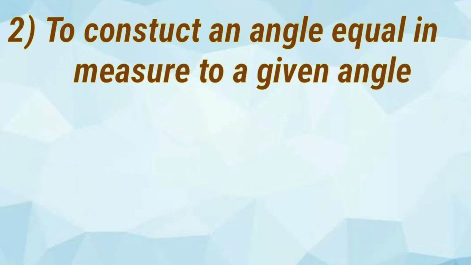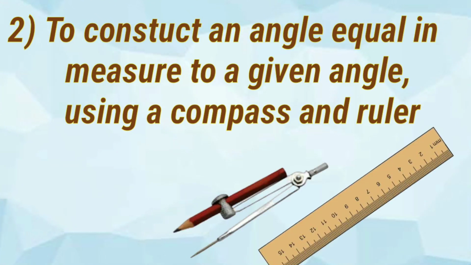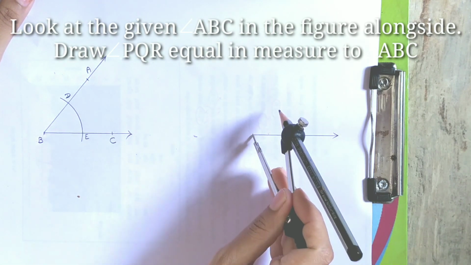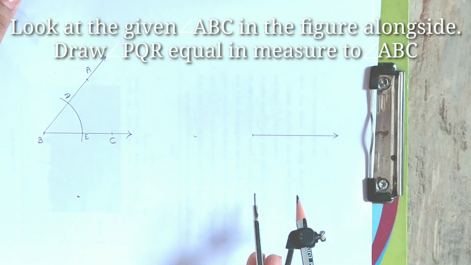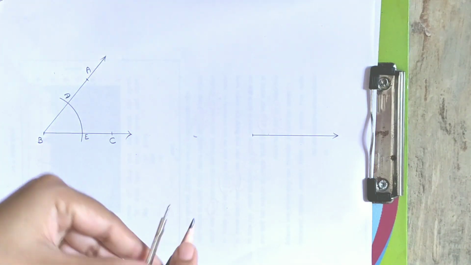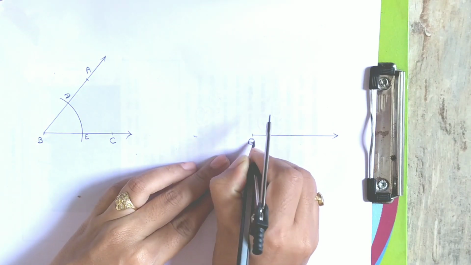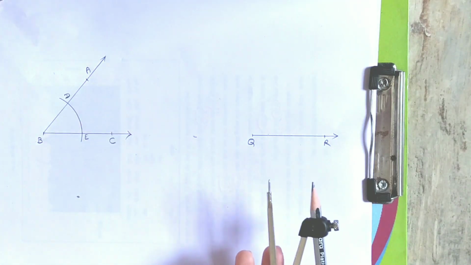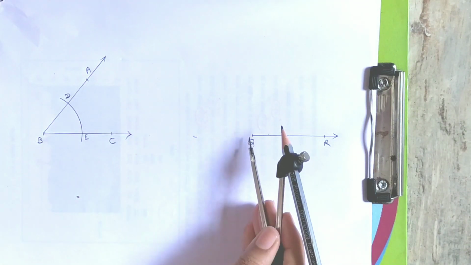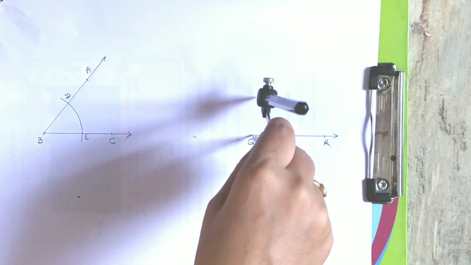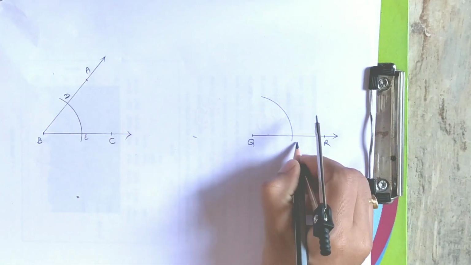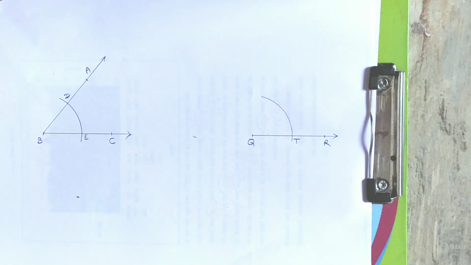Then next we will see how to construct an angle equal in measure to a given angle using a compass and ruler. Look at the given angle ABC in the figure alongside. Draw angle PQR equal in measure to angle ABC. Firstly, draw ray QR. I already drew an angle ABC here. Using the same distance of BD, place the compass point at point Q of ray QR and draw an arc. Let this arc cut the ray QR at T.